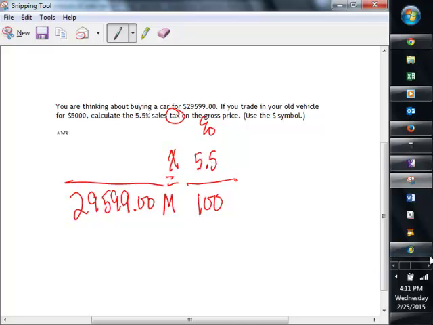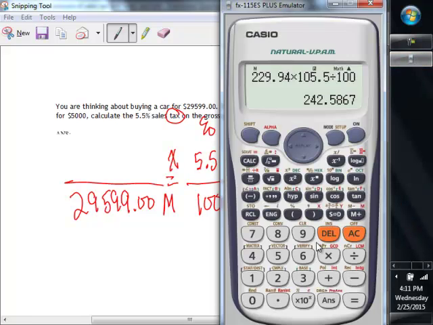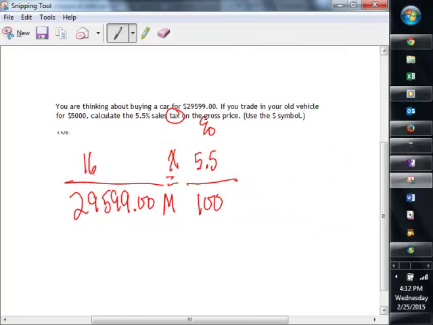Now when we cross multiply and divide, $29,599 times 5.5 divided by 100 gives us $1,627.95. Next one.